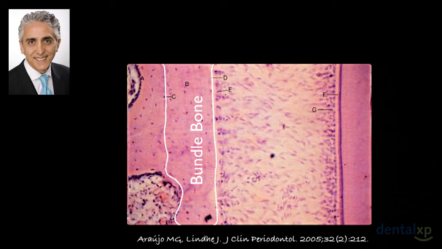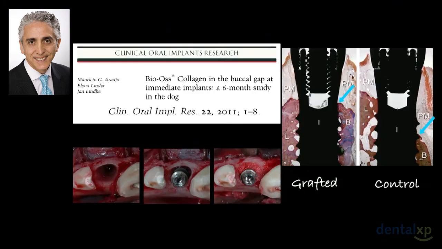Now, the quantity of the bundle bone has been estimated to be around 400 micron, close to 0.5 millimeter. So you can imagine in those cases where you have a very thin facial plate, most of it is made out of bundle bone. That's the reason that the facial plate is so susceptible to resorption, and the lingual or palatal plate, or the bone that's thicker, is less susceptible, because in addition to the bundle bone, which is called alveolar bone proper, there is also structural support from the alveolar bone and will maintain the bone in the area.